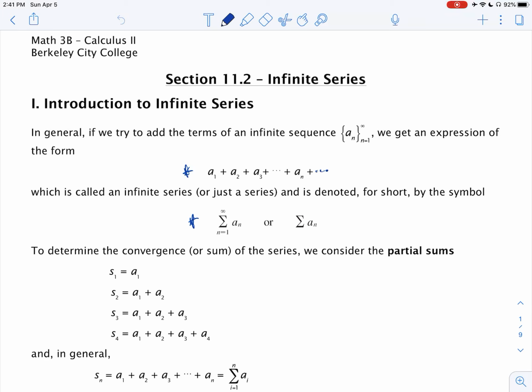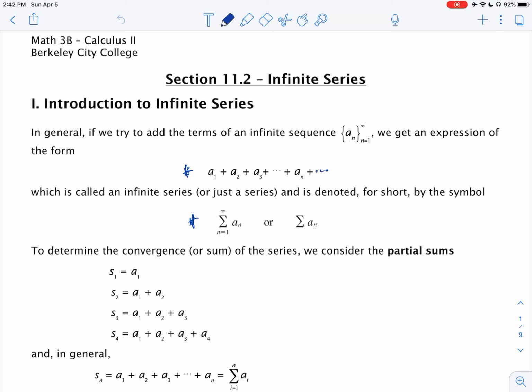Introduction to infinite series. What is a series? A series is an infinite sum. So remember what a sequence is. A sequence is a collection of terms. It's a function from the natural numbers to the real numbers and the list of outputs, a1, a2, a3. That is a sequence.